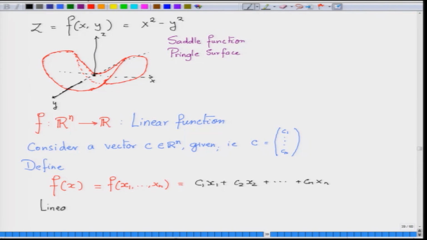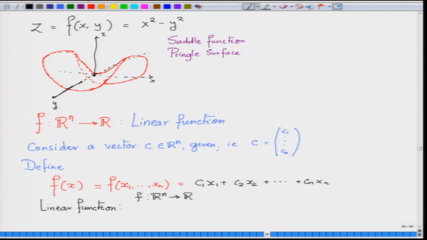So, what are linear functions and what is their definition? Take a function f from Rn to R. Rn is the domain and R is not the range but the codomain. Range is of course the image of Rn under the function.